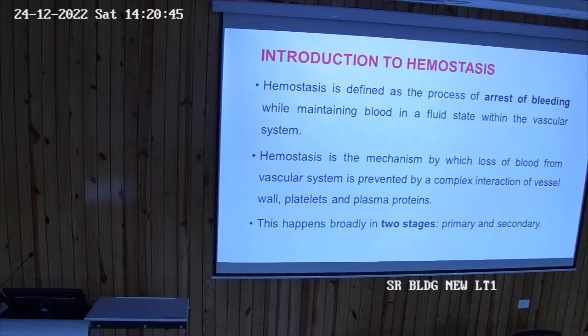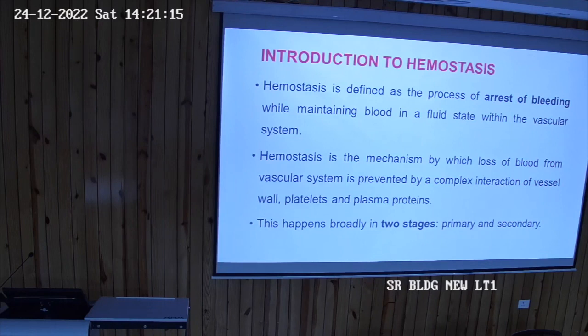Hemostasis is defined as the process of arrest of bleeding while maintaining blood in a fluid state within the vascular system. So the definition cannot be changed. Definition is definition. Hemostasis is the mechanism by which loss of blood from the vascular system is prevented by a complex interaction of the vessel wall, that is endothelium, collagen fibers, myocytes.